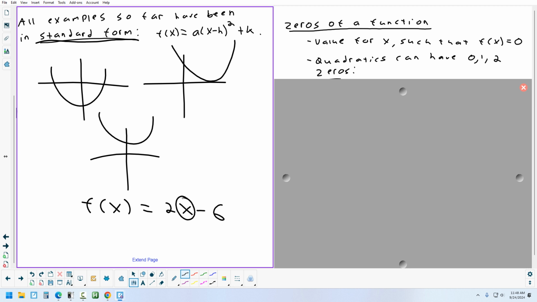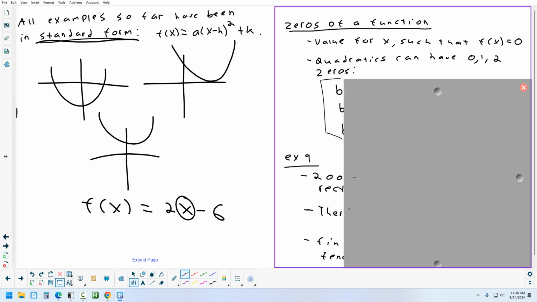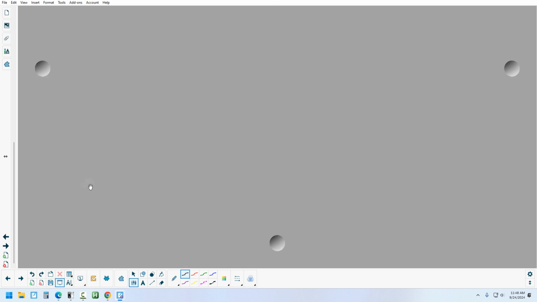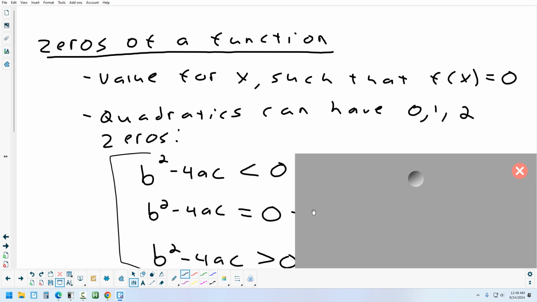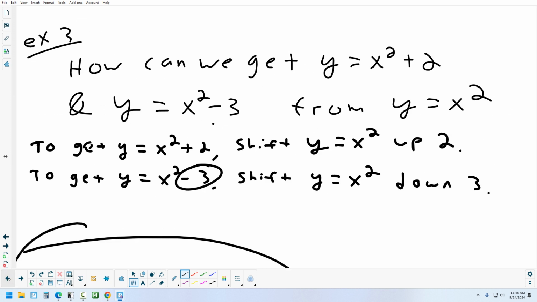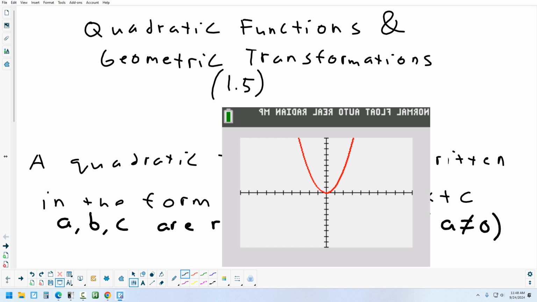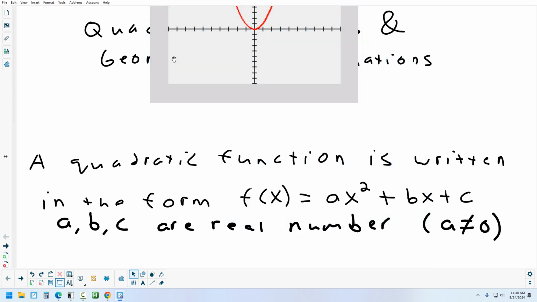All right, how do you quickly figure out with a quadratic how many times it crosses the x-axis? Well, you've got to do a calculation. And the calculation you need to do is right there. It's b squared minus 4ac. Now, if you don't remember where the a, the b, and the c are coming from, right there. A is the number in front of x squared, b is in front of x, and c is what's at the end.